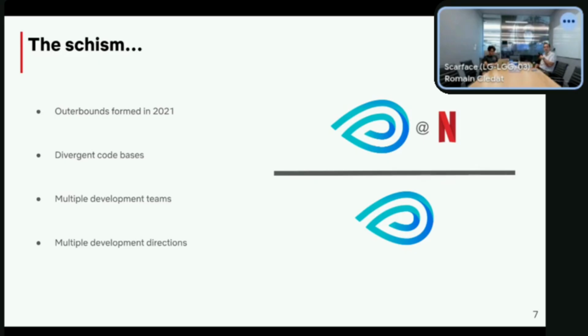And at this point, there were potentially multiple development teams, one at Outerbounds and one here. And then there was potentially also multiple development directions. Like in Outerbounds, they wanted to support more different clouds. And internally, we weren't really interested in that. That wasn't a priority since we all run on AWS internally. So that kind of was a problem.